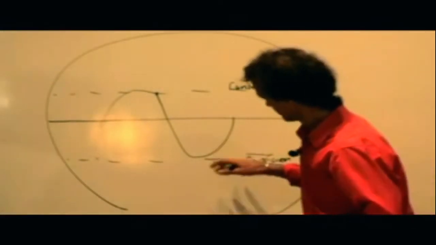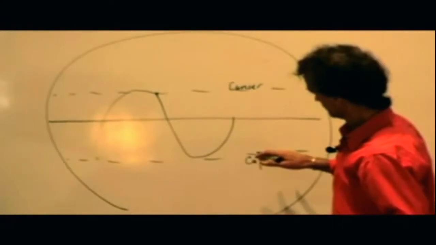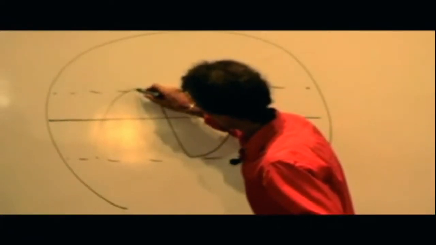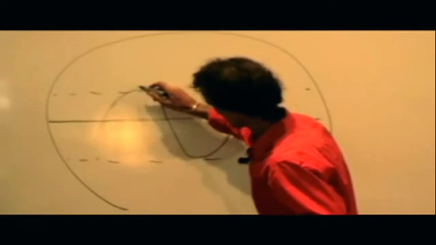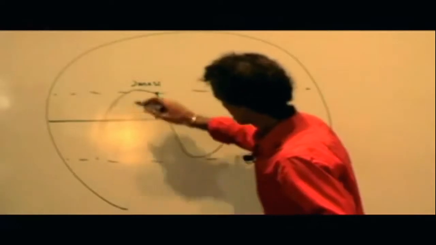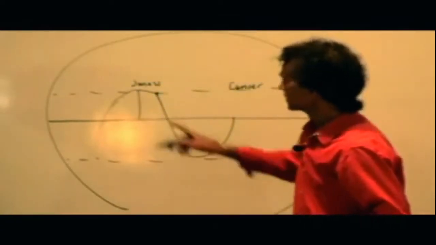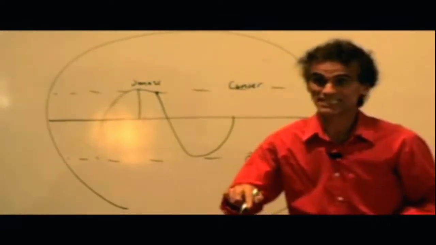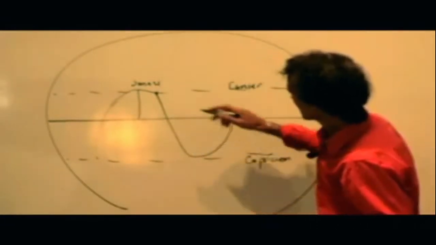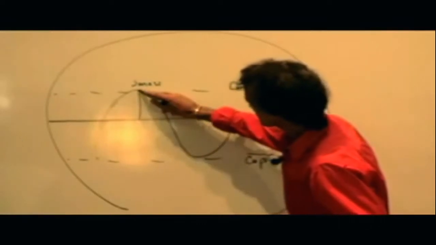Now what it means is when the sun arrives at this point on June the 21st, you have a solstice. That's the longest day of the year in the northern hemisphere. Here, it's the shortest day of the year, right? In the southern hemisphere. So it hits the Tropic of Cancer.